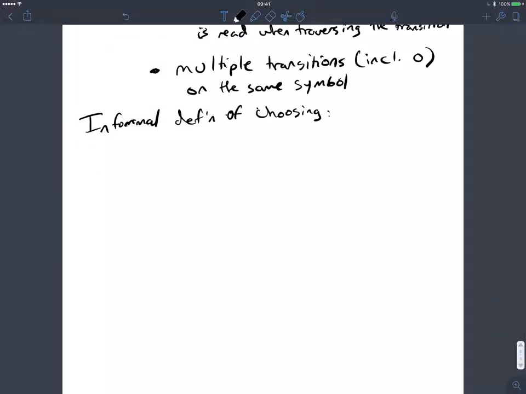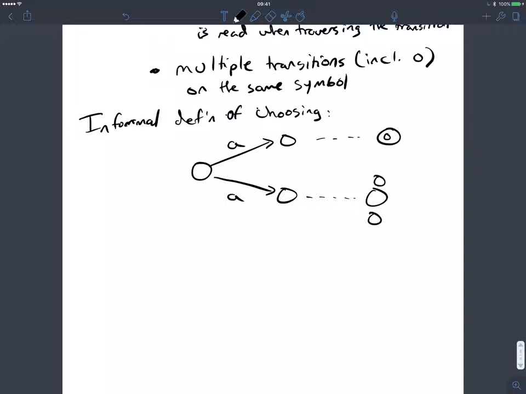As an example, if I have some state right here, and I have 2 transitions on the symbol A to different locations, and let's say that for the first one, if I took that transition, there is a way for me to accept, and for the second, there's no way to accept at all, then this machine will choose that first transition, okay? But of course, it may be possible that both transitions will lead to acceptance. And now the machine will have to choose which one is going to happen.